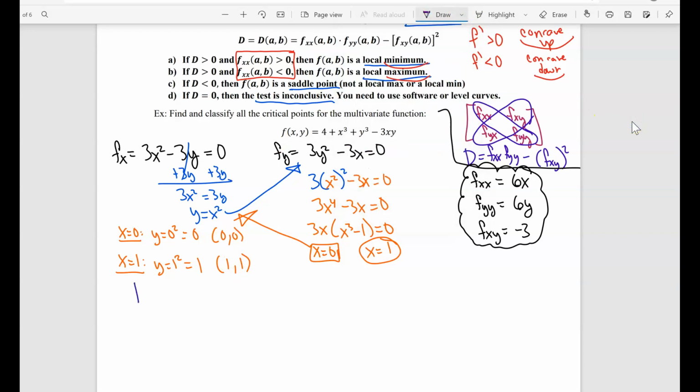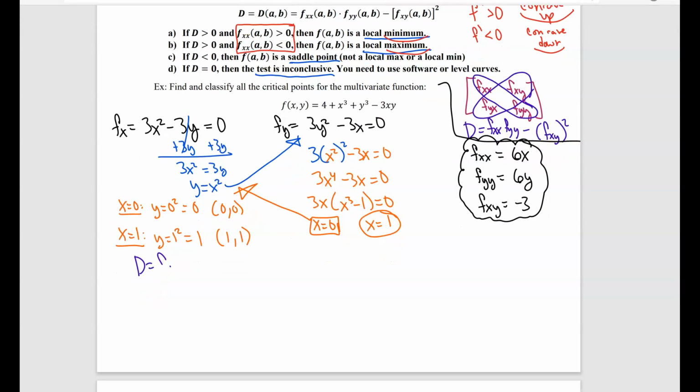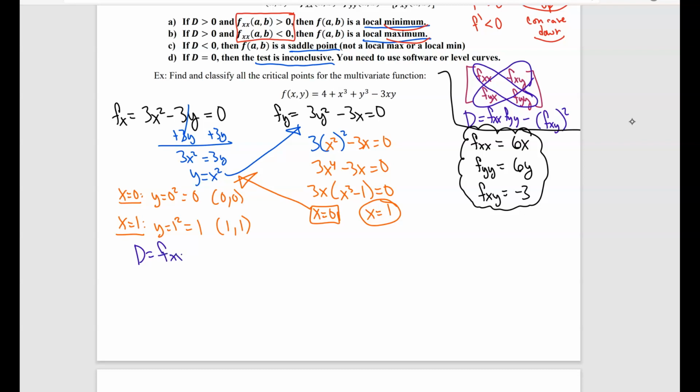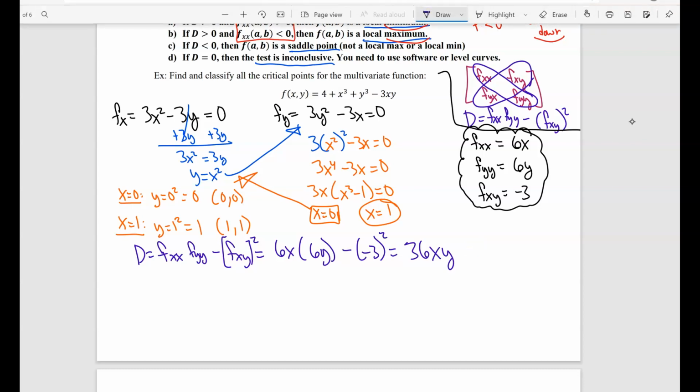So we're going to have D equal to f sub xx times f sub yy minus f sub xy, squared. I forgot the squared. f sub xx is just 6x, f sub yy is 6y, minus negative 3 squared. So you're going to have 36xy minus 9. This should be a minus and this should be a 9. All right, so this is going to be our D value.